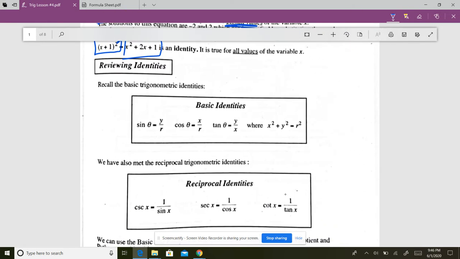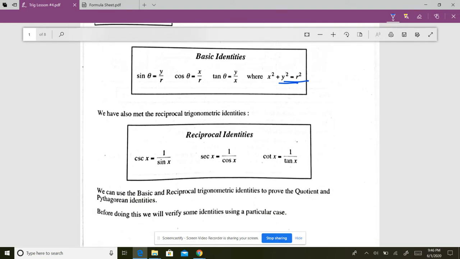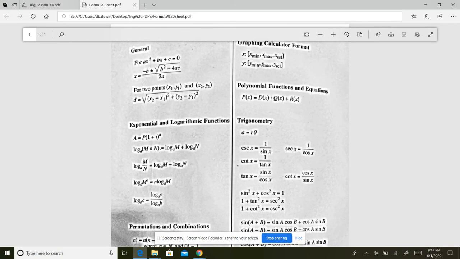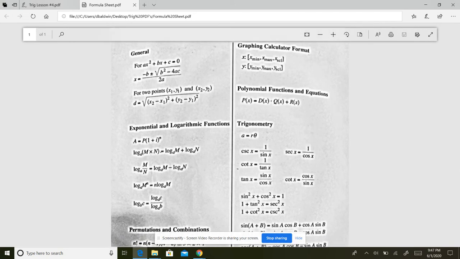We've already seen some. We've seen that when you're dealing with the unit circle, if you did that bonus lesson, sine theta is equal to y over r, cos theta is x over r, tan theta is y over x. There's a Pythagorean identity here. We've also talked about reciprocals. Cosecant is 1 over sine, secant is 1 over cos, cotan is 1 over tan. And these are all on your formula sheet, which is on the very front page of your textbook.